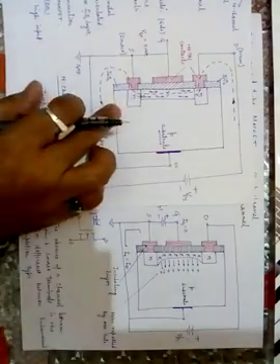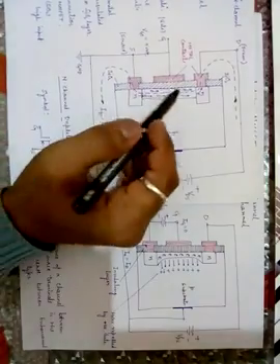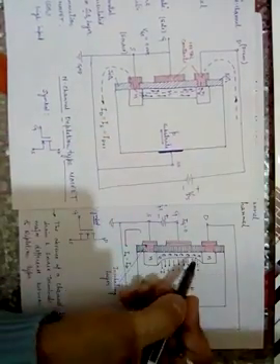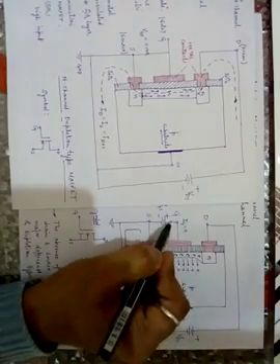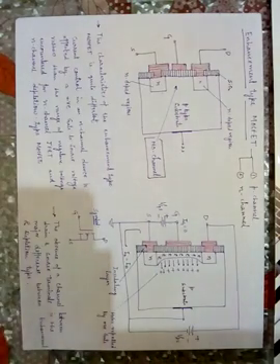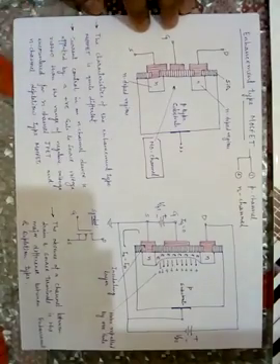But what is the difference between this and this? In the depletion type, the channel was already there. But in the enhancement type, we have created a channel with the help of gate voltage. That is the most important point for me, so if I would like to write the comment for this, this is it.